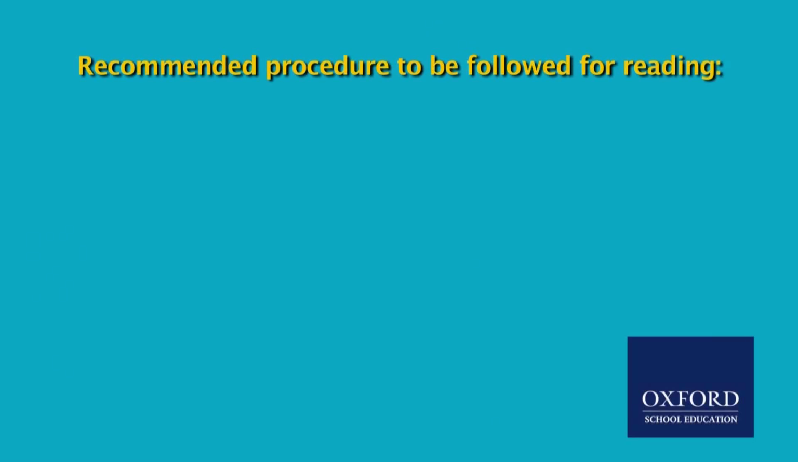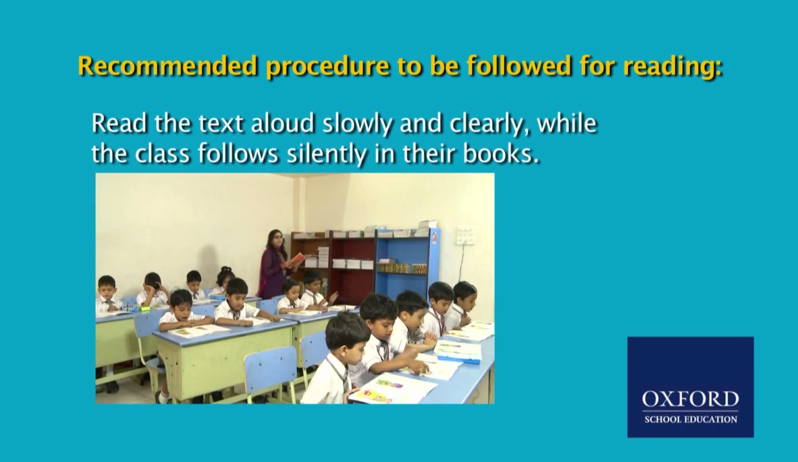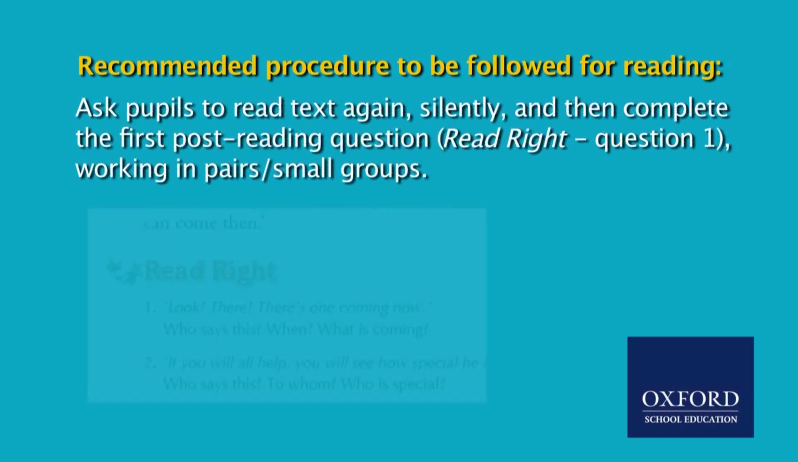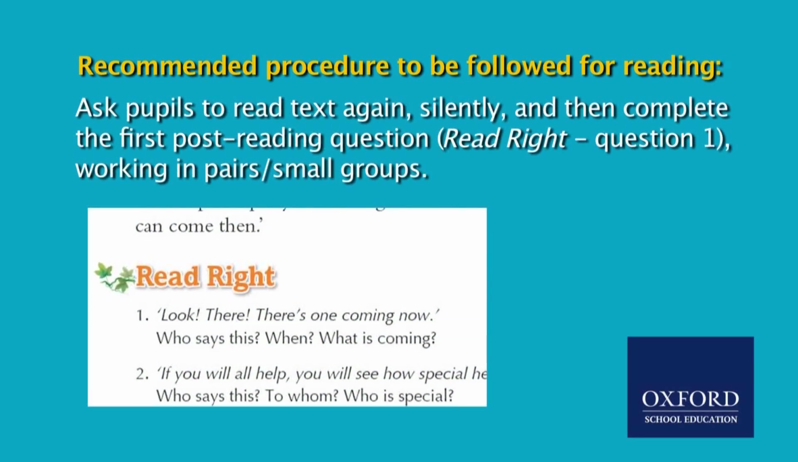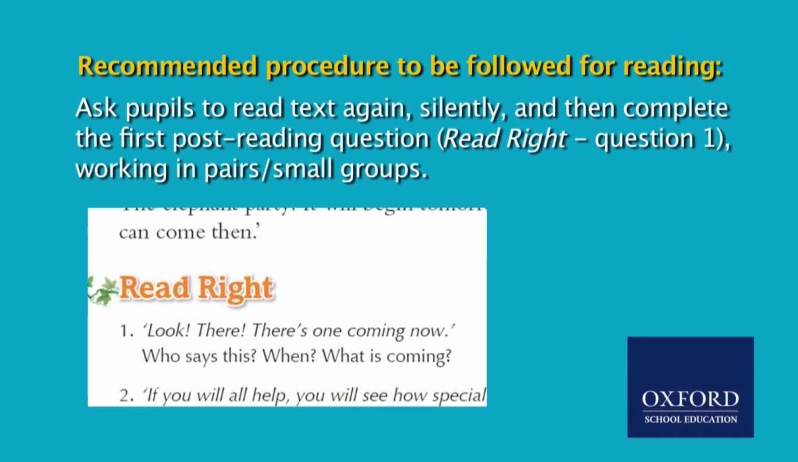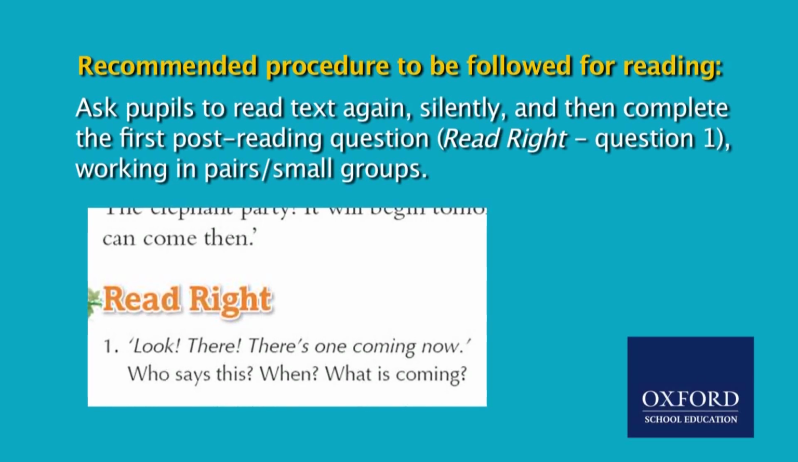As regards the reading itself, it is important that the children learn to read texts silently and efficiently, and we recommend the following procedure. First, the teacher reads the text aloud slowly and clearly while the class follows silently in their books. Second, the teacher asks the pupils to read the text again silently and then complete the first post-reading question, read-write question 1, working in pairs or small groups.